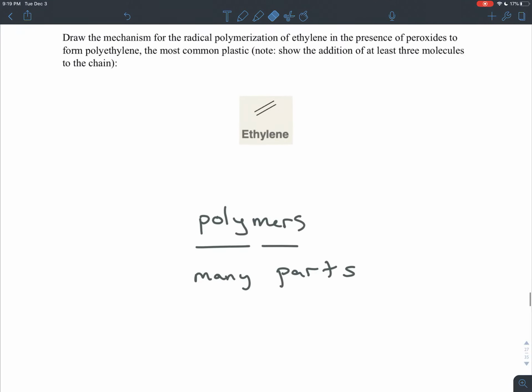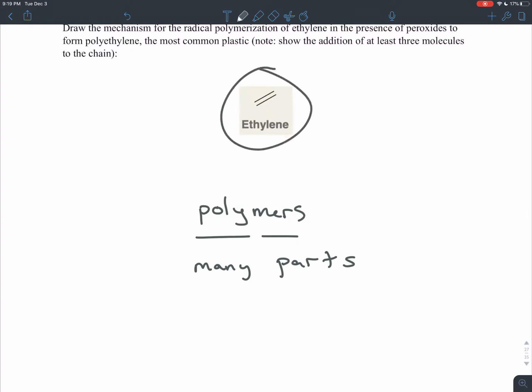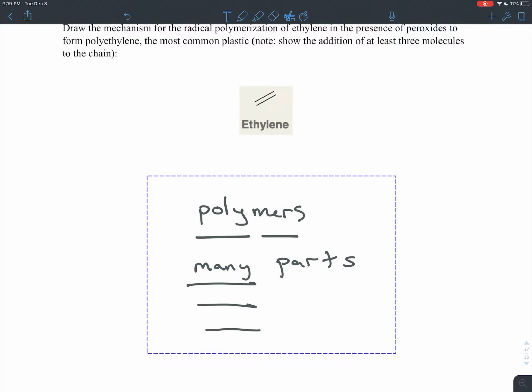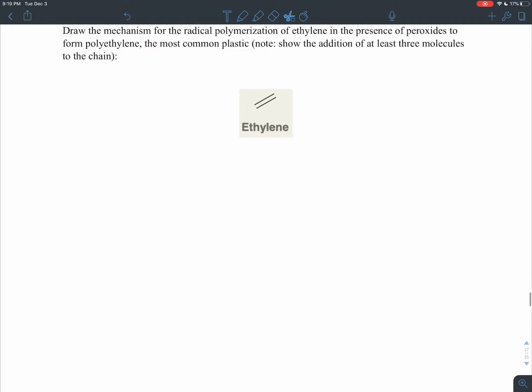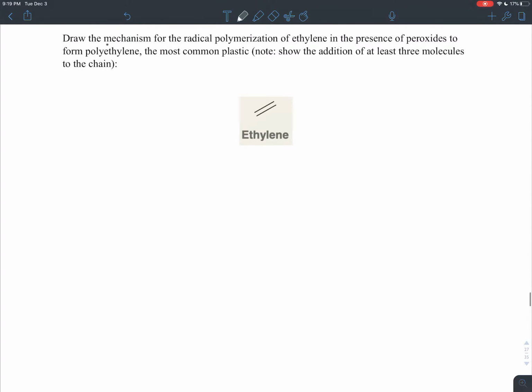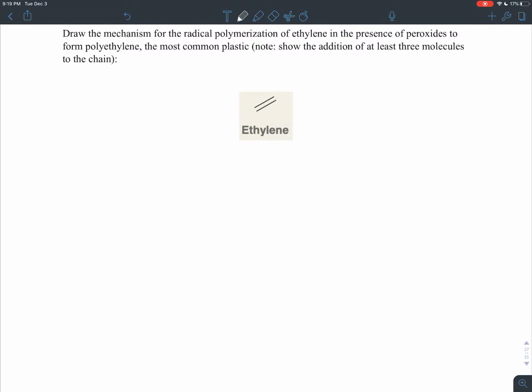So the general idea is we're going to take this one molecule and connect it to itself many, many times, and we're going to do it through a radical mechanism. If you read the question, it says, draw the mechanism for the radical polymerization of ethylene in the presence of peroxides. And there is the crucial thing: the peroxides are the radical initiators.